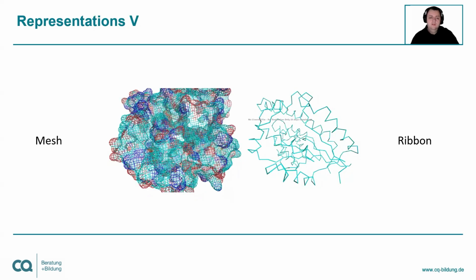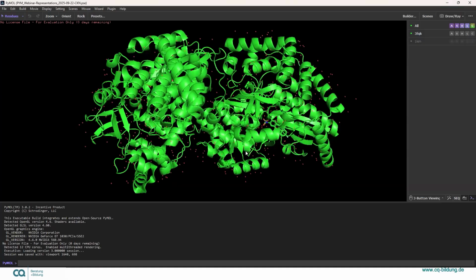Last but not least, there is the mesh representation, a see-through surface representation, and the ribbon representation, the oldest way of visualizing different protein structures accordingly. As mentioned, users can switch between different representations with the help of the show menu.